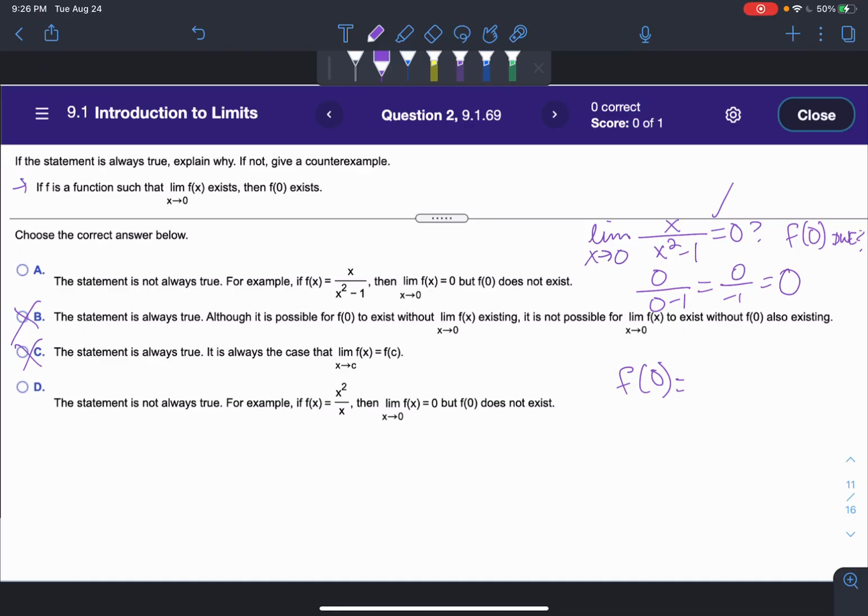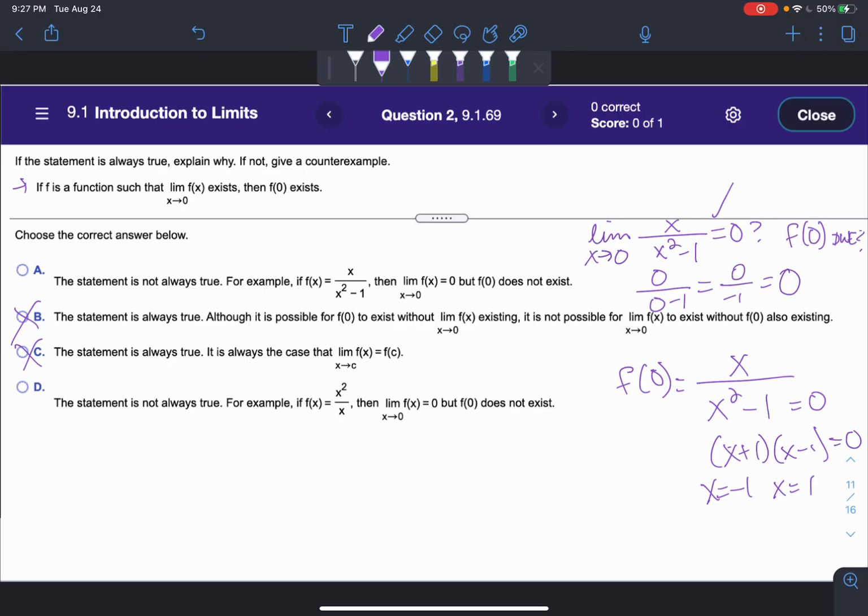0 is in the domain of this function, and how I know that is because restrictions on the domain only occur when this function does not exist, and that would be when the denominator is equal to 0, because we cannot divide by 0. So let's factor: x plus 1, x minus 1. When x is equal to -1 and when x is equal to 1, our function doesn't exist.